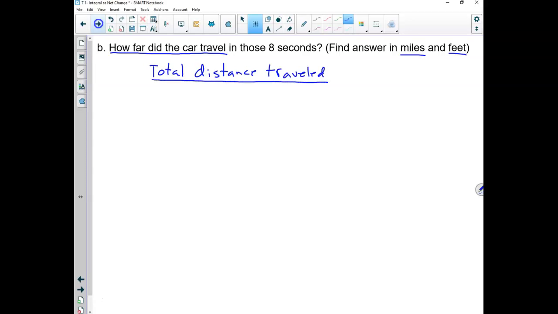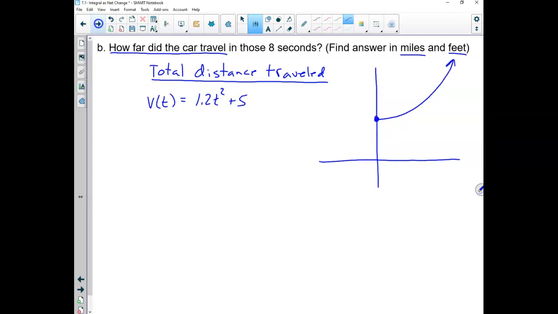Okay, so my total distance traveled, well, I have a few ways to do that again too. If I'm looking at my v of t function, and I know that's 1.2t squared plus 5, I could actually graph that little guy. Pretty simple. I've got a y-intercept here at 5. It's a quadratic opening up, so it's going to look something like that. And I need to accumulate from 0 to wherever 8 is.